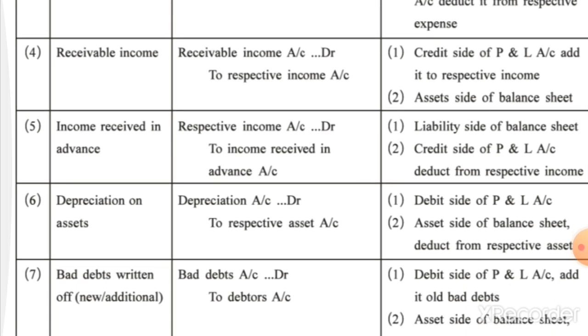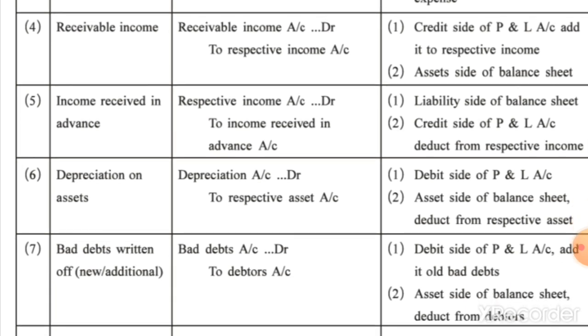Next one, that is bad debts written off. Now in brackets it is given to you new or additional. It means whatever bad debts or bad debt reserve is given to you in the trial balance would be considered as old, and you will have only one effect. But whatever bad debts or bad debt reserve is given to you in the adjustment would have two effects.